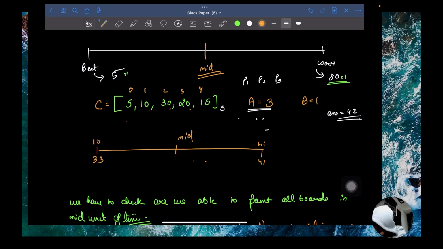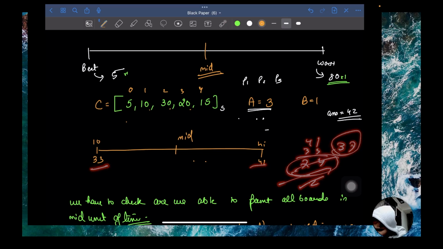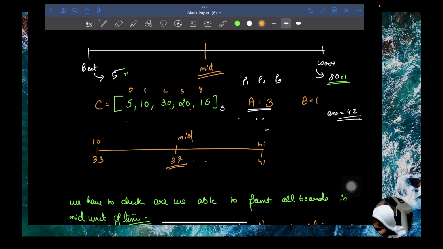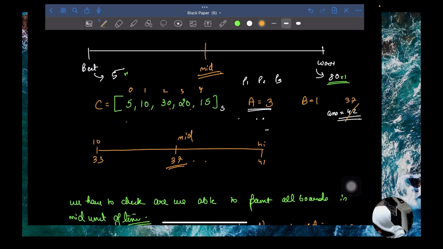We'll calculate mid again. So 41 plus 33 is what? 74. 74 by 2. 2 3s are 6. 2 7s are 14. 37. Okay. Can we paint in 37? Yes, you will be able to paint. Allocate this to painter 1, painter 2, painter 3. 37 is possible. If 37 is possible, I have found a better answer. I need to find something even less than 37.